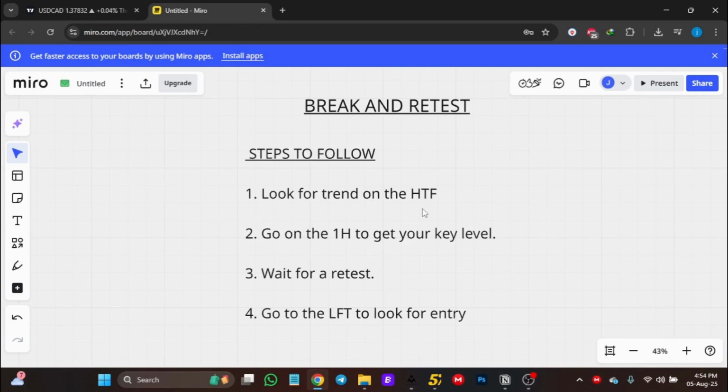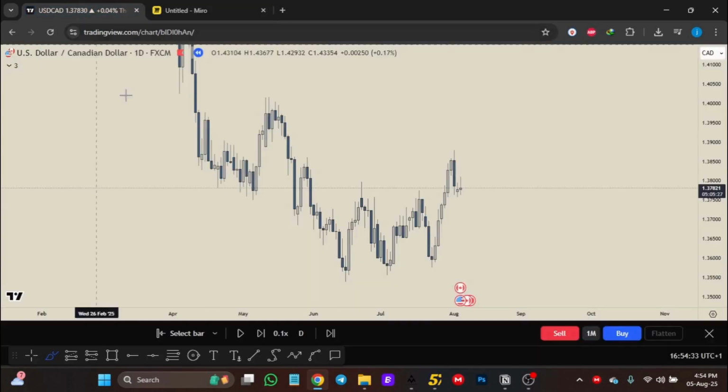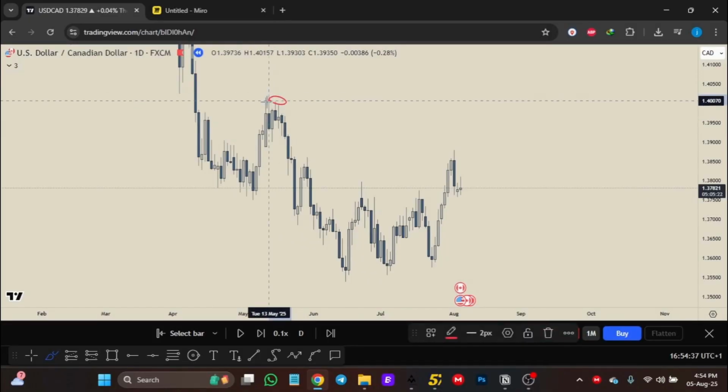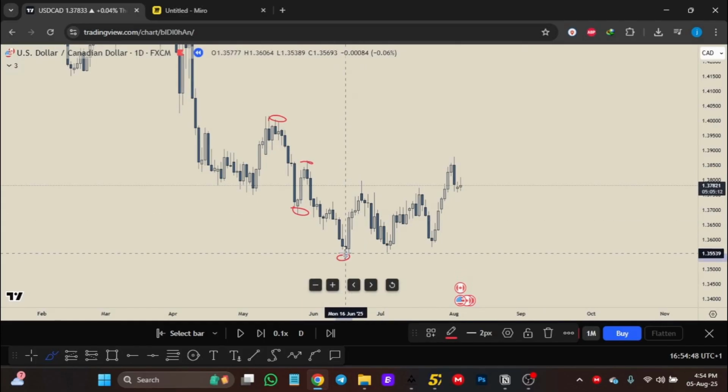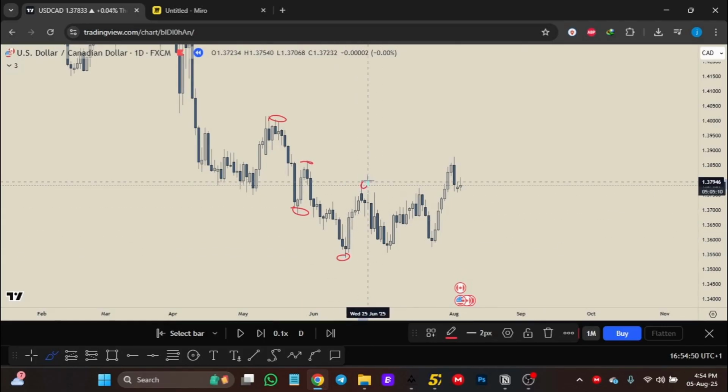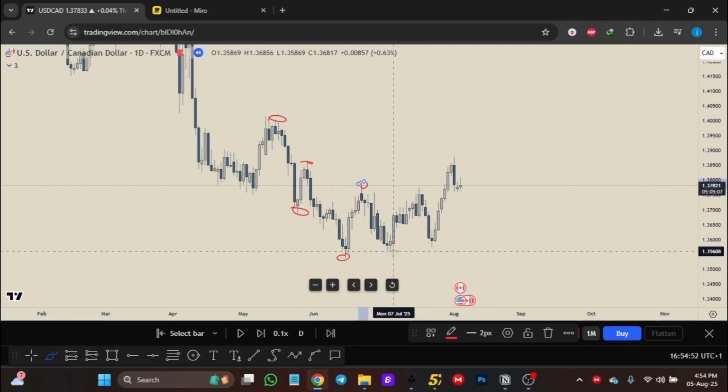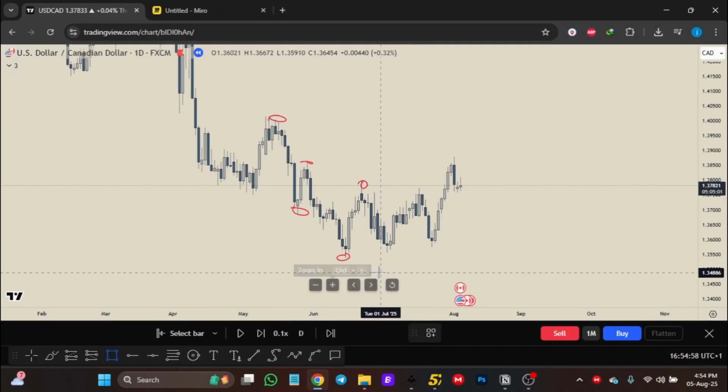So what's the first step again? Look for the trend on the higher time frame. So I go to the daily to look for the trend. As you can see, price was creating a series of lower highs and lower lows, right? Lower high here, and then price failed to create a lower low. So that signifies a change in macro direction.